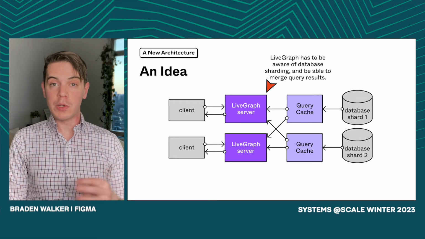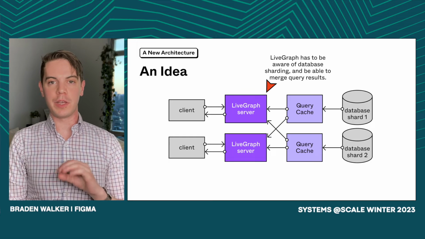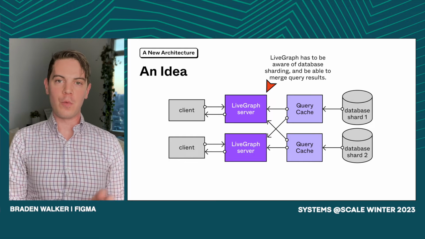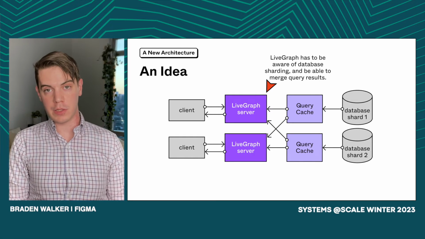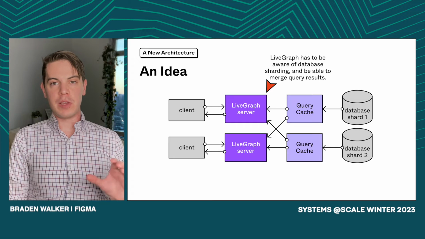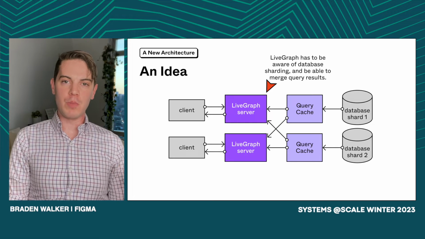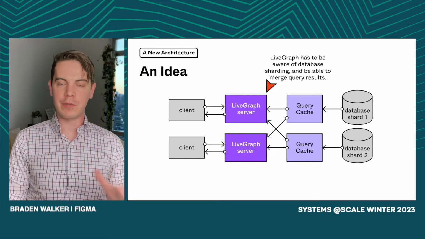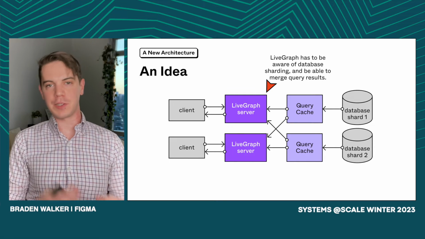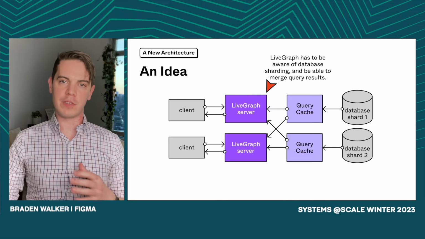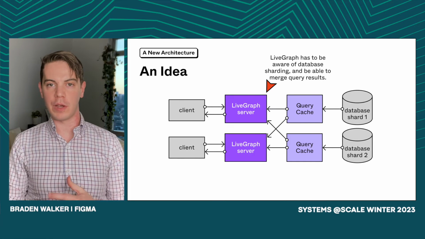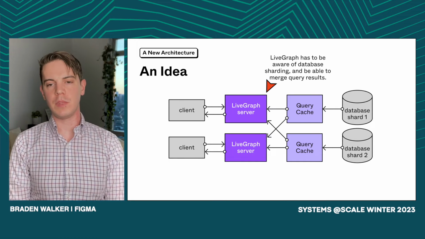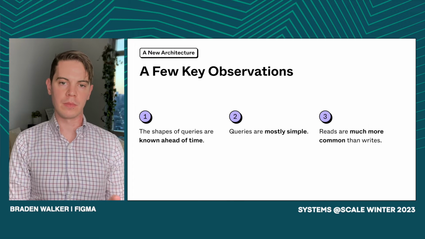And three, most importantly, this would mean that we are rather intimately tied when the sharding changes. So we need to be part of the process by which we move data around among nodes at Figma. And this is already a relatively delicate operation that has a lot of steps to it, and we don't want LiveGraph to have to be that intertwined with that process. So we ended up discarding this idea.